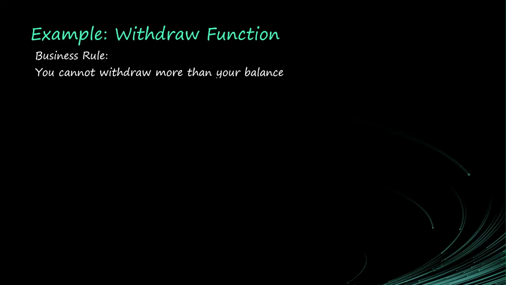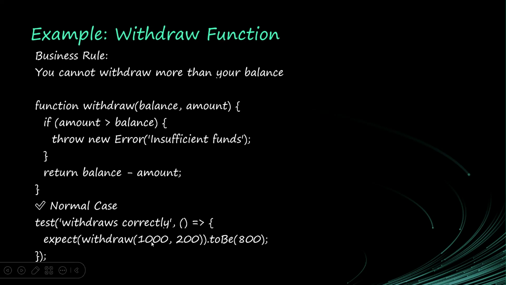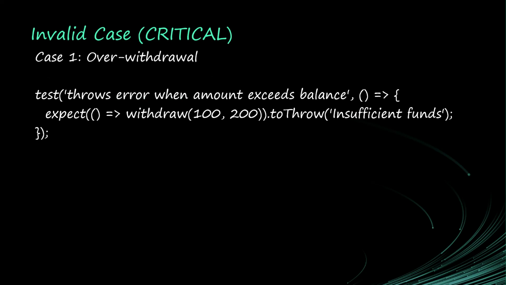The business rule states that withdrawal cannot be more than your balance, so that is where we added this edge case here. The normal case will only test for when balance is greater than withdrawal. But edge cases, invalid cases, are like when you're trying to withdraw more than what you have. You have 100 naira, you're trying to withdraw 200 naira. Your test should check all these things.